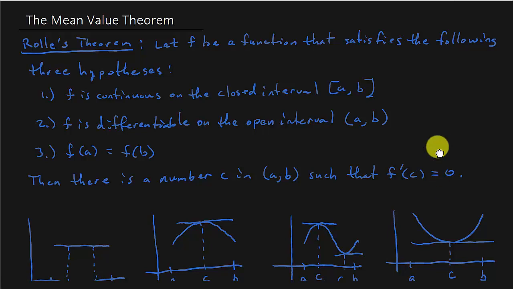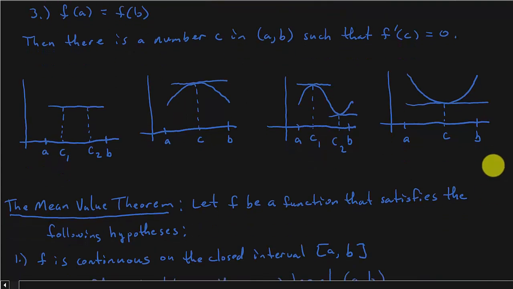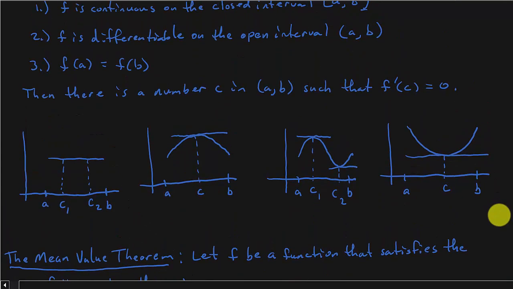Here I've got a little picture of what that looks like, and here are four instances. You can see that f(a) and f(b) are the same. That means their y values at a and b are the same. And you can see that there's a bunch of c values in here where f'(c) is 0. Remember, f'(c) = 0 is where the tangent line is horizontal.